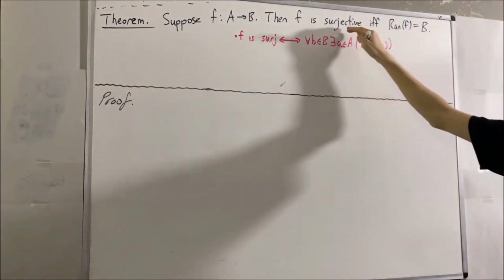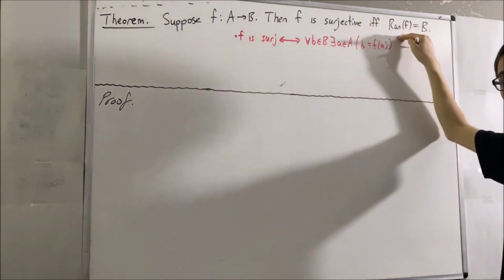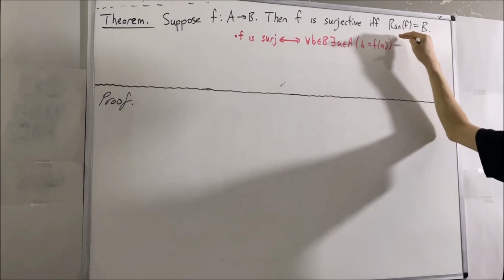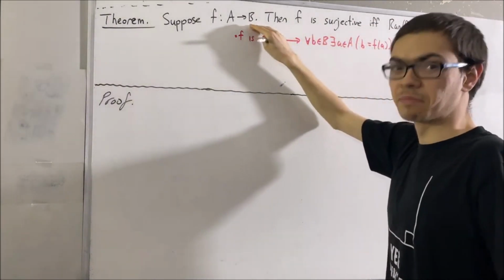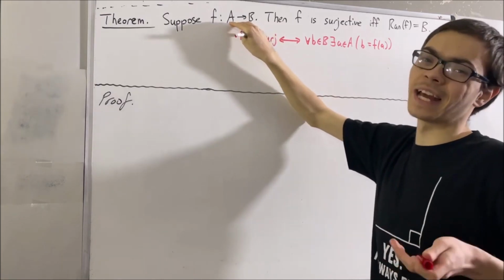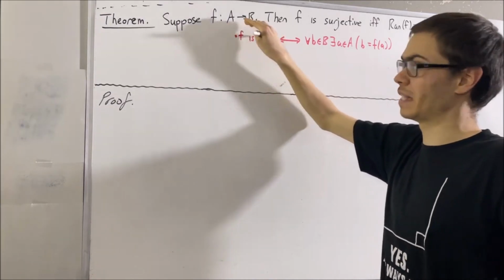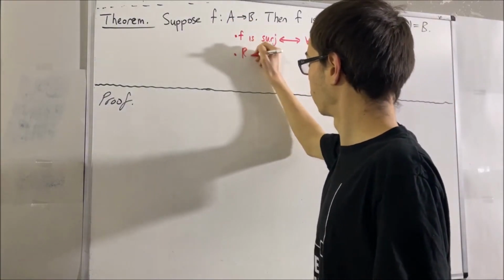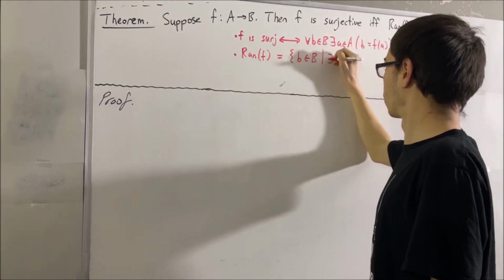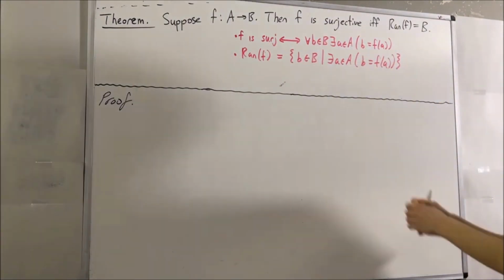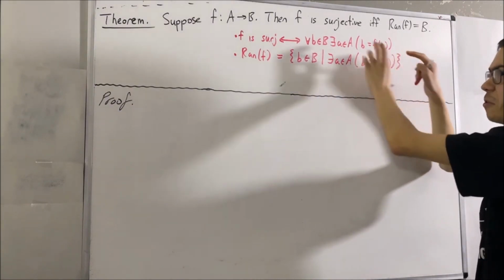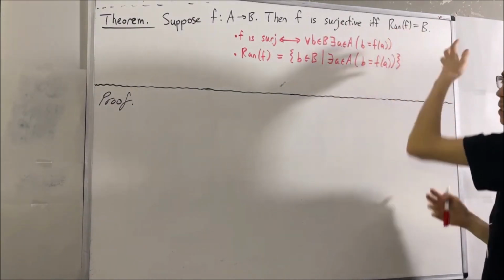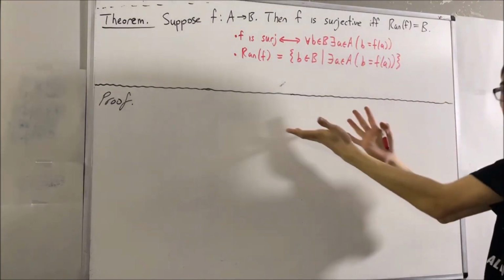And second of all, what is the range of f? Well, by definition of range, if you recall, it's the set of all elements b in B such that there is an element a in A such that b equals f of a. So as you can see, these two look really similar to each other. So this theorem may not seem like such a surprise, but let's prove it.